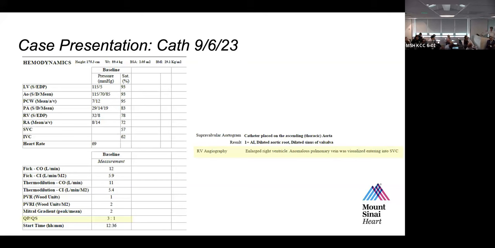That is something that we wanted to ask. What is the difference? You hit it right on the head. Why is there such a difference between the invasive QpQs and the non-invasive QpQs that we got from MRI? 1.8 to 1 versus 3 to 1. Well, we can review the limitations of MRI calculations.